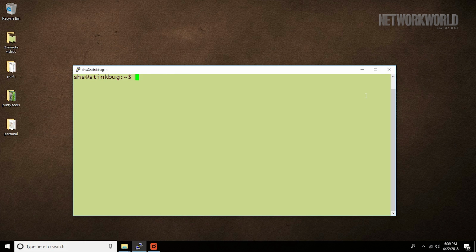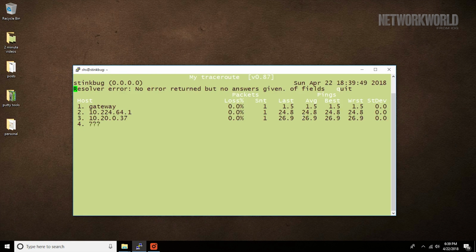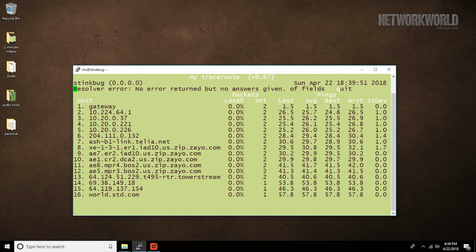To use the command, you only need to type mtr followed by the name or IP address of the system you're trying to reach. Notice how the values are being continuously updated. We type Control-C or Q to stop the display.